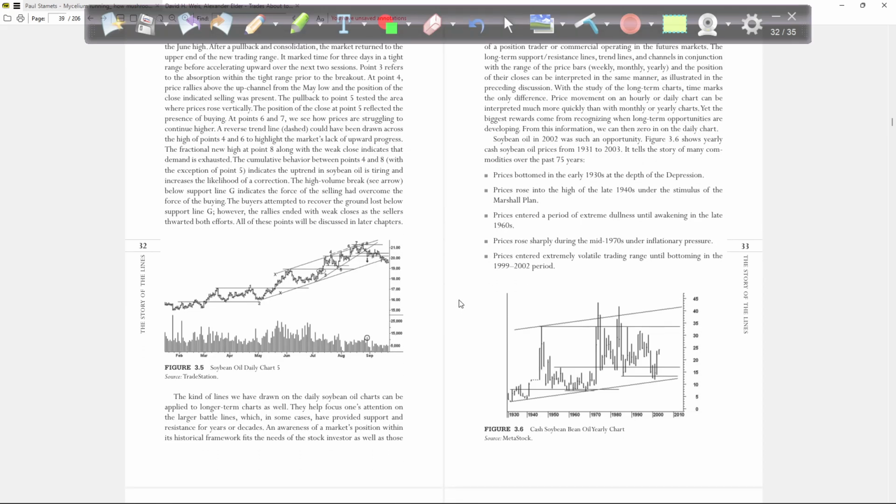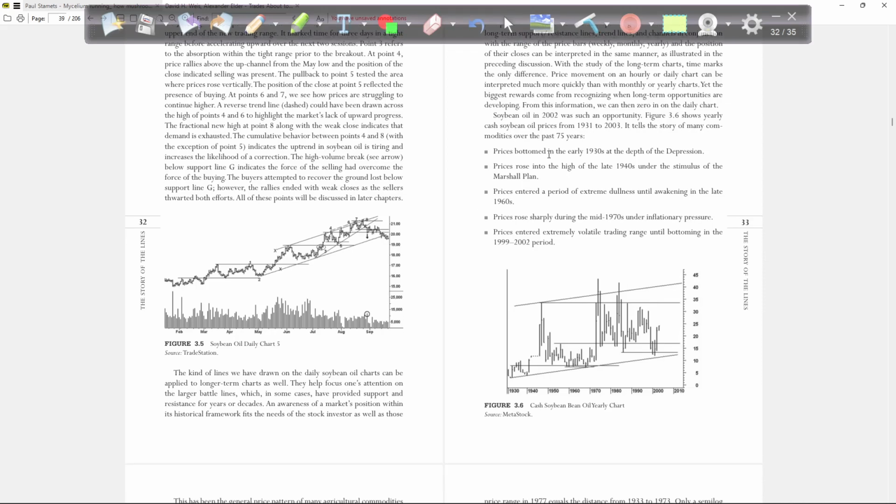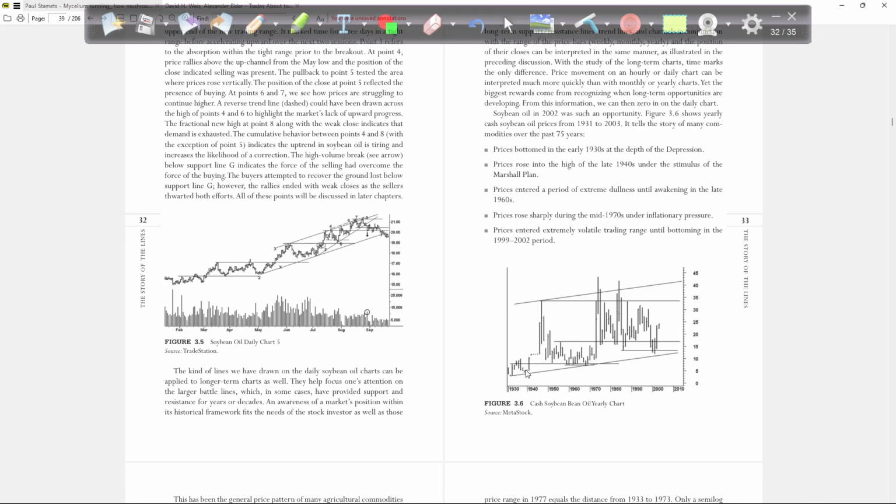Figure 3.6 shows yearly cash soybean oil prices from 1931 to 2003. It tells the story of many commodities over the past 75 years. Price bottomed in the early 1930s at the depth of the Depression. Here, price rose into the high of the late 1940s under the stimulus of the Marshall Plan. Price entered a period of extreme dullness until awakening in the late 1960s.